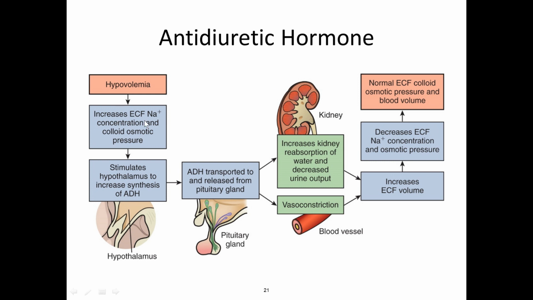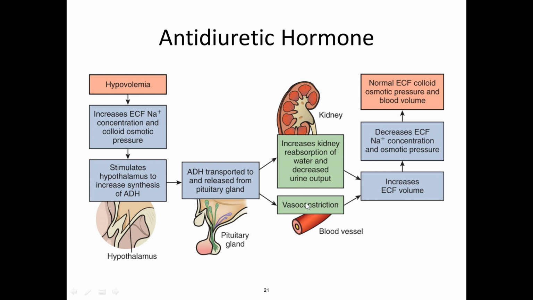Hypovolemia: increased ECF sodium ion concentration and colloid osmotic pressure stimulate the hypothalamus to increase synthesis of ADH. ADH is transported and released from the pituitary gland. This is the pituitary gland. The hypothalamus signals the pituitary gland to release ADH. They release the ADH, which increases kidney reabsorption of water and decreases urine output.